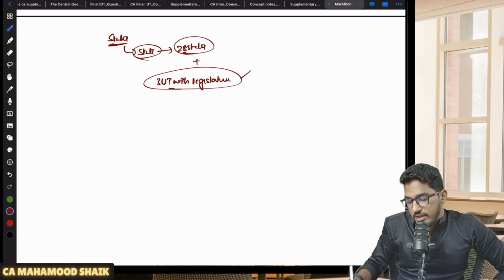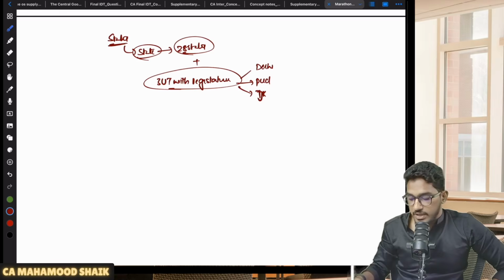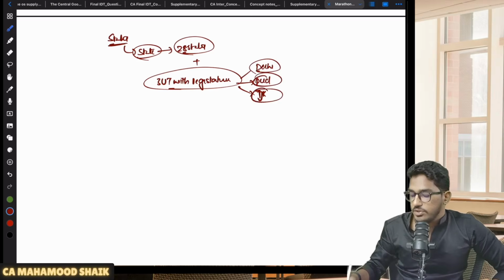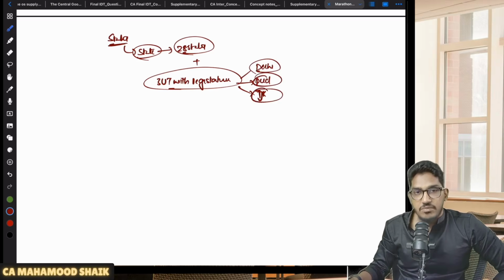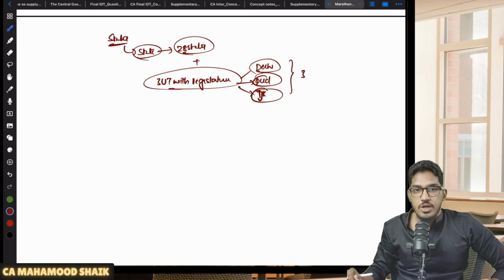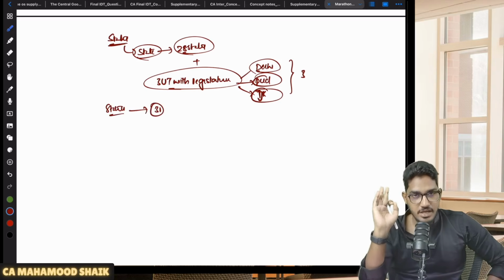So the three union territories with legislature are, number one Delhi, number two Puducherry, and Jammu Kashmir. So these are the three union territories which have their own legislature. For the purpose of GST, whenever I am saying states, even these three will be considered equal to the states only. So whenever I am saying state governments, I am referring to not just 28, I am referring to a total of 31 state governments.